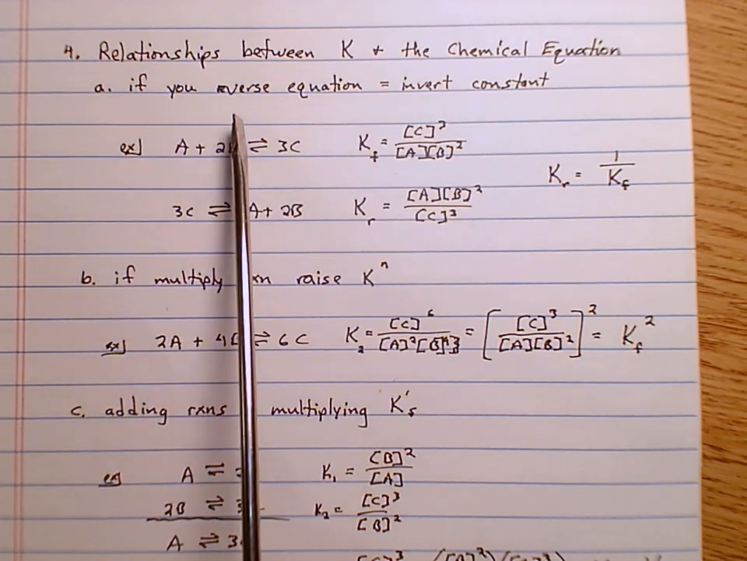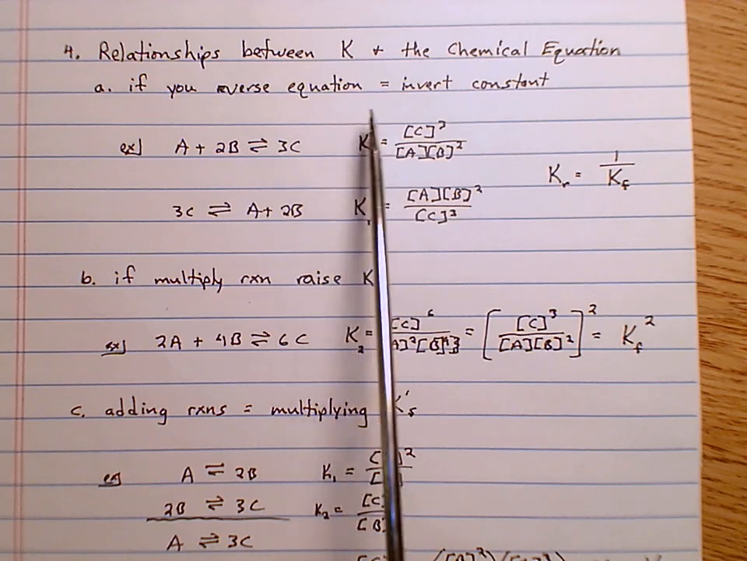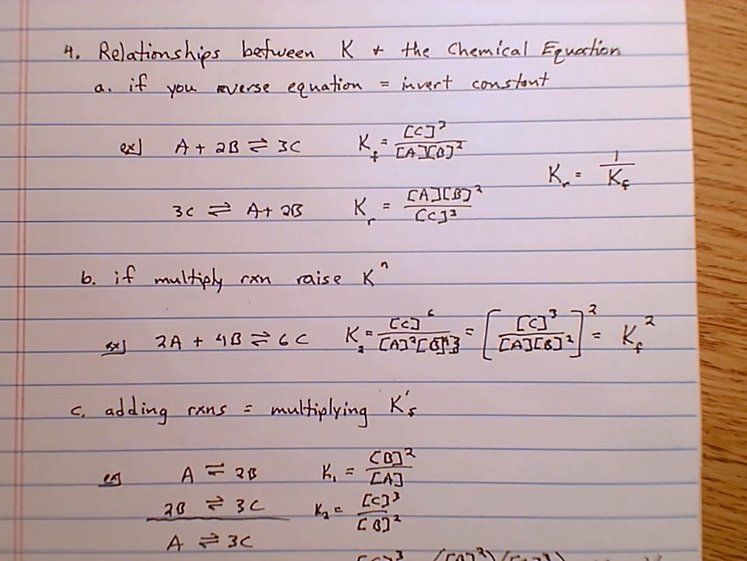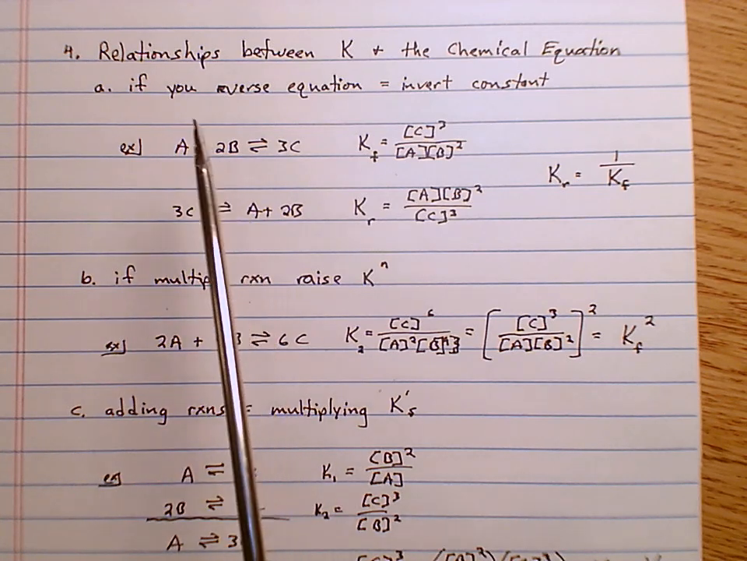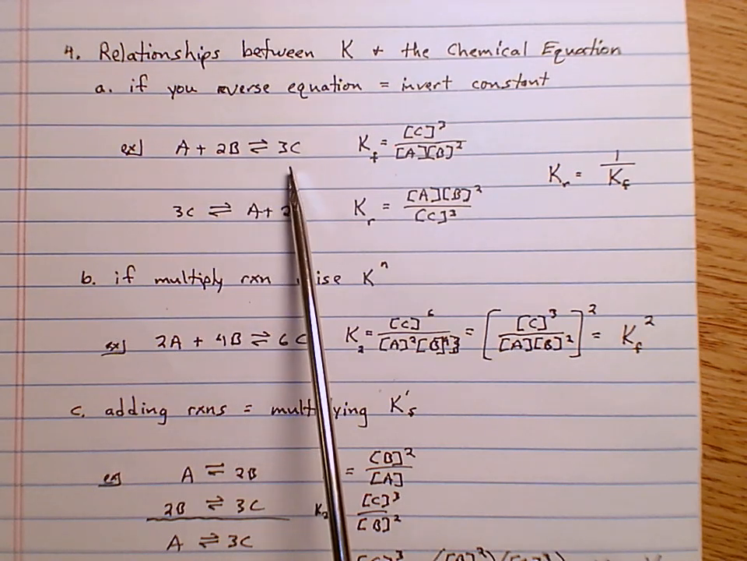First thing, if you reverse your reaction, you need to invert your equilibrium constant. The new equilibrium constant is 1 over the old constant. For example, here's the reaction: A plus 2B in equilibrium with 3C.